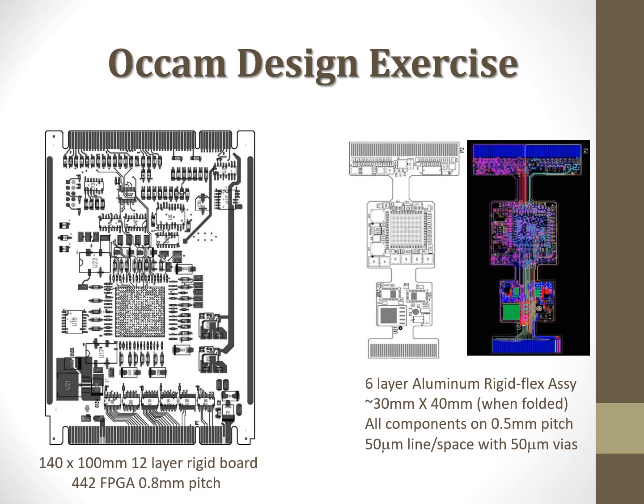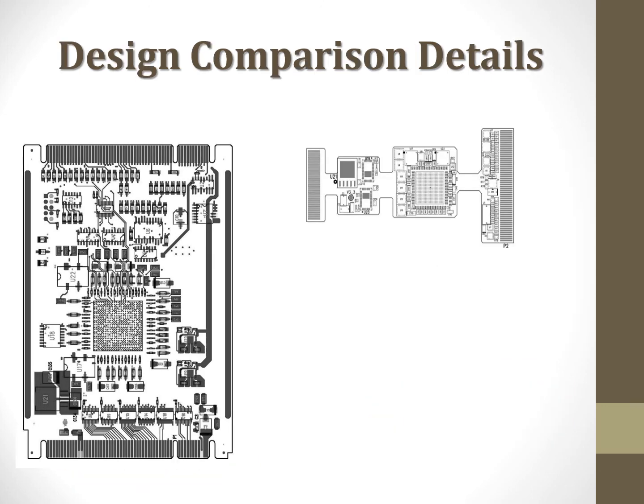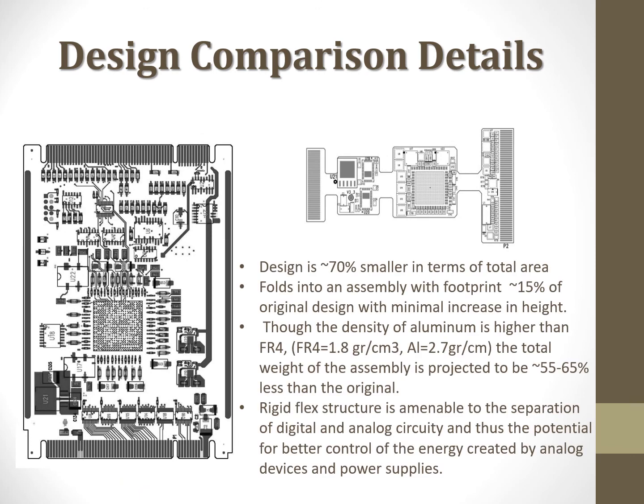On the right is the redesign of the structure, and you can see that the layer count is now 6 layers. It's a rigid flex assembly. It's about 40 by 30 millimeters when folded, and uses the same design rules in terms of line and space as the previous one. And so in that comparison, again, the design is about 70% smaller in terms of total area. It folds into an assembly with a footprint about 15% of the original design.